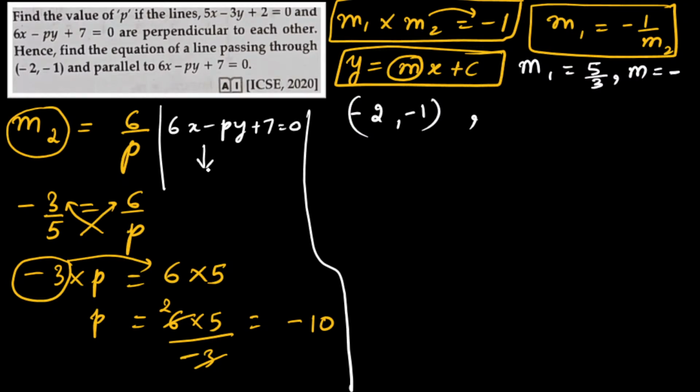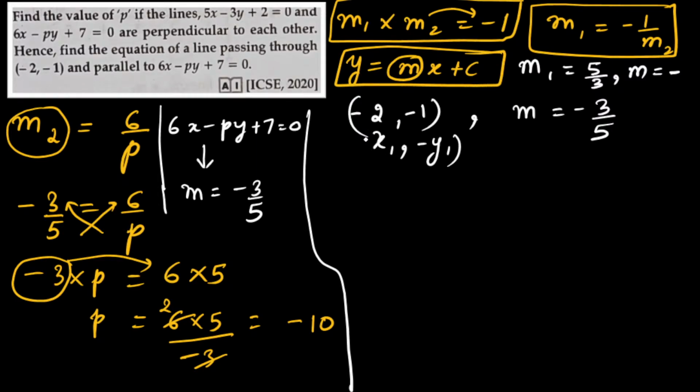If any line is parallel to this line, that means the slope of that particular line will be equal to the slope of this line. So the slope of this line is minus 3 by 5. So that means we can use the same slope, m is equal to minus 3 by 5. If two lines are parallel, their slopes are equal. So we have to find the slope of that particular line which is passing through minus 2 comma minus 1 and which is parallel to this line. So we'll use the point form now.